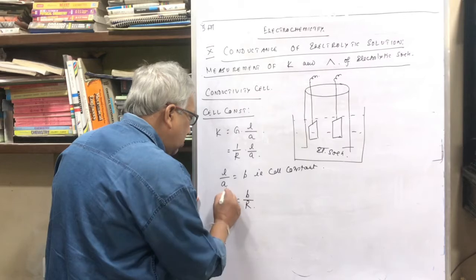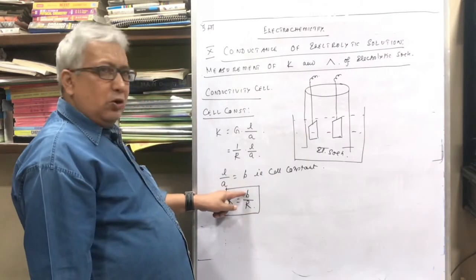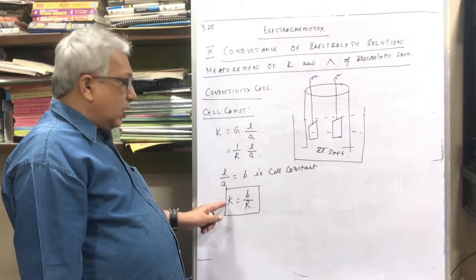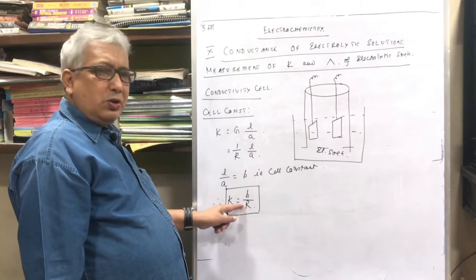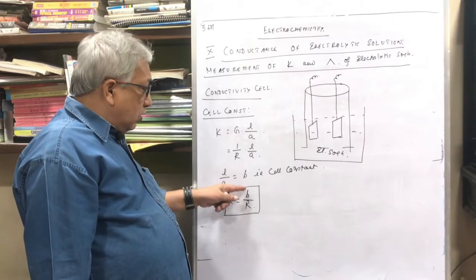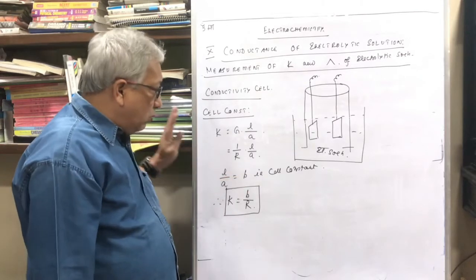I hope you are clear about it. So we have to know the value of cell constant and the conductivity of the electrolytic solution, then we can find out the resistance, or we have to know the cell constant and the resistance, then we can find out the conductivity. This is how we go about it.